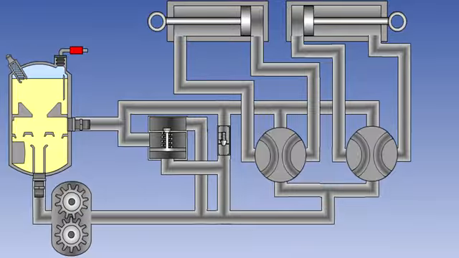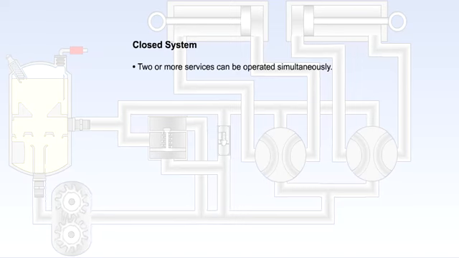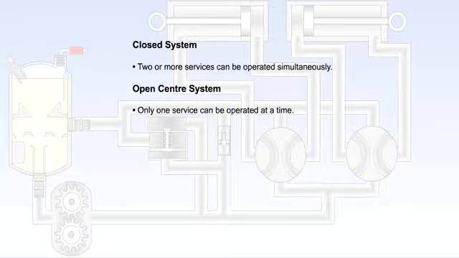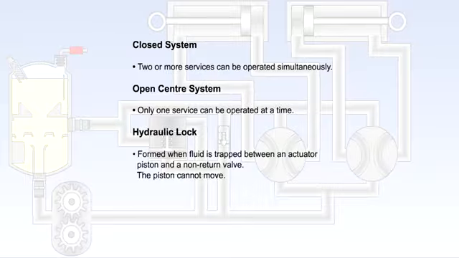You should now understand the differences between the open center and closed hydraulic systems. Bear in mind that the big advantage of the closed system is that 2 or more services can be operated simultaneously, whilst in the open center system you are limited to operating 1 service at a time. You should now also understand the meaning of the term hydraulic lock.